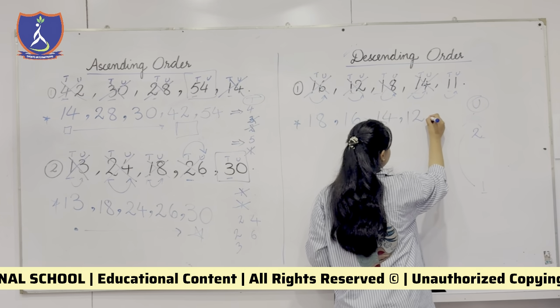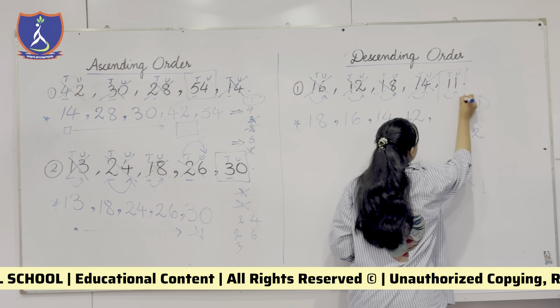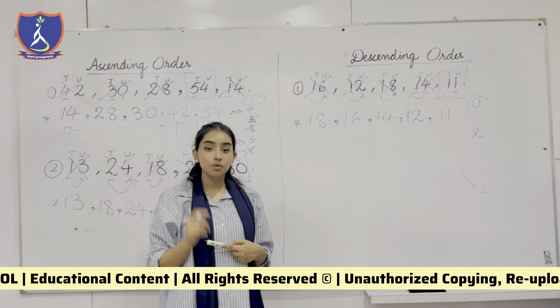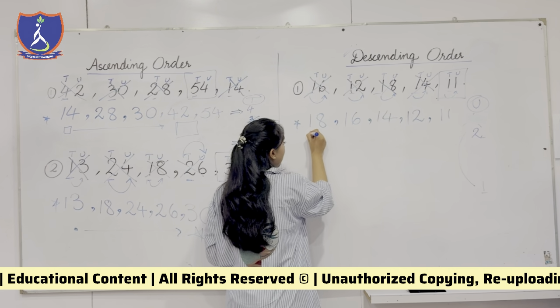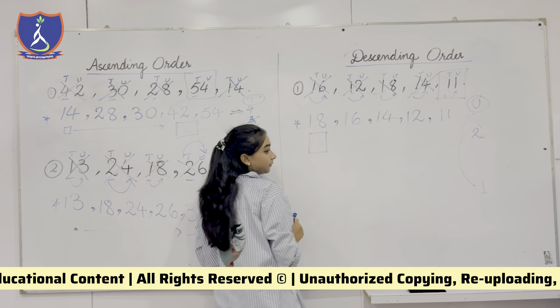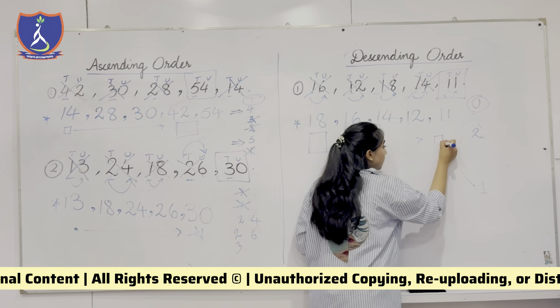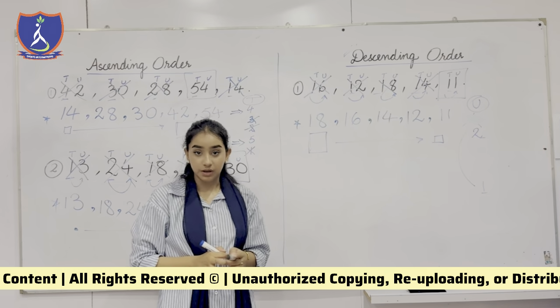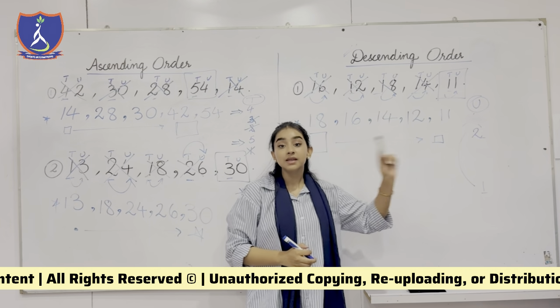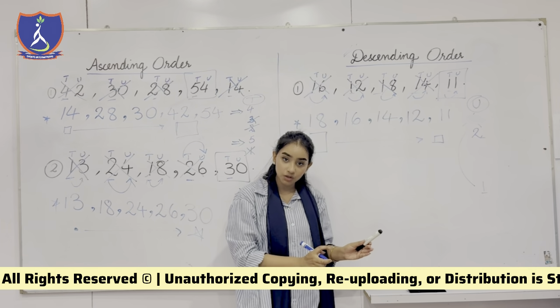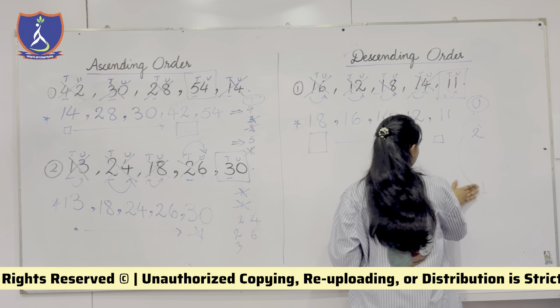And the last number that we are left with is 11. Correct? That is the smallest number. Now look, you have moved from the greater number, the bigger number, to the smaller number, the lesser number. This is what we meant by descending order, from the bigger value to the smaller value. Now let's take another example.